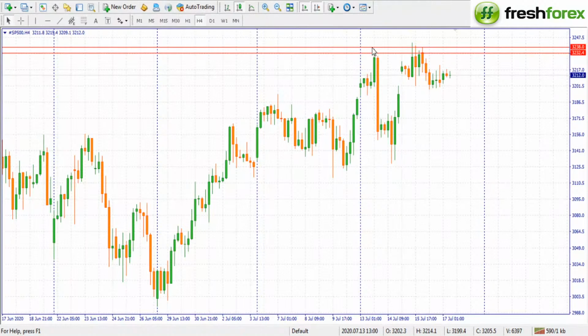So as it is now, should the price break and close above 3238.0, then that will mean we are now heading to the upper side, and that would mean we wait for just a simple pullback so that we pick a low risk buy position.